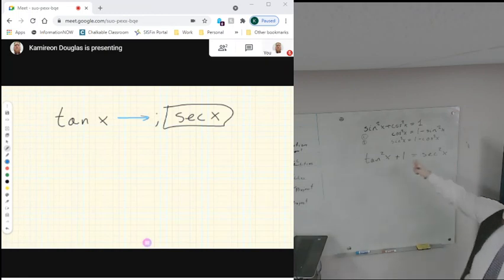Okay, one more time. I am here, connecting tangent squared to secant squared. I want to get tangent by itself.